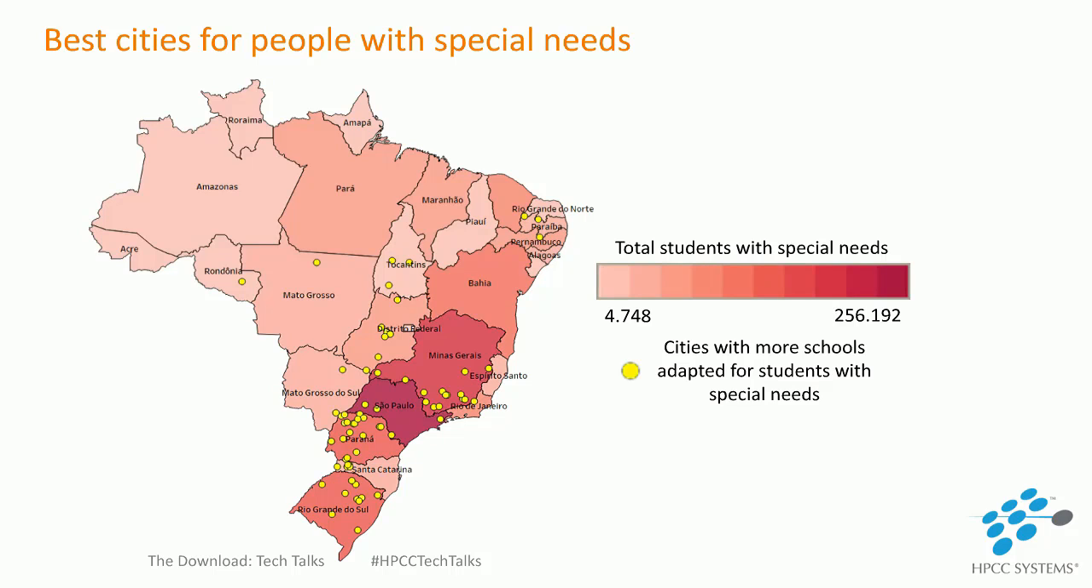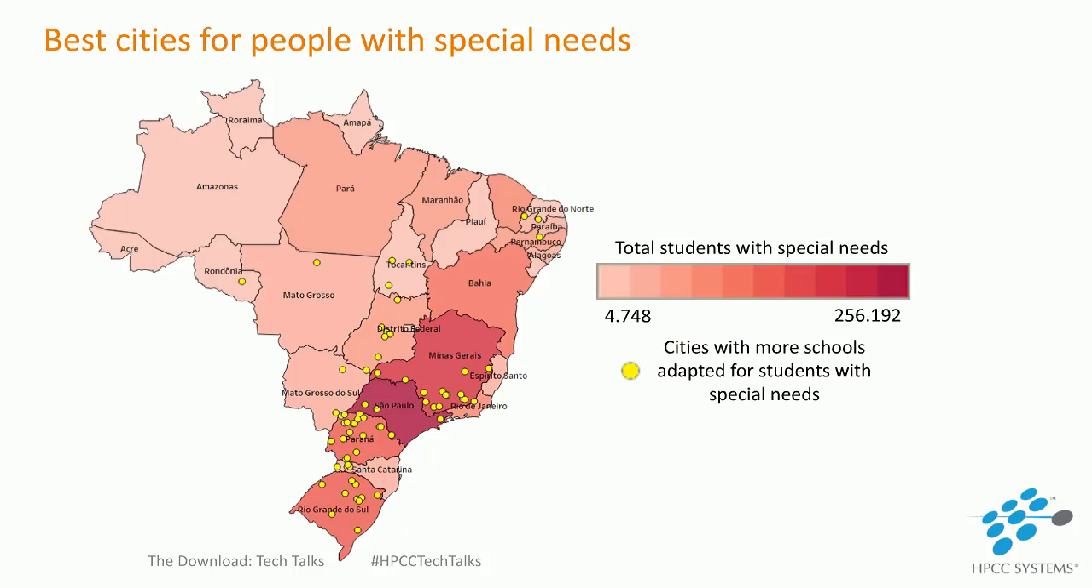I did this map to show you guys that besides these problems, in Brazil, we have like 256,000 schools that have some kind of disability. And with that in mind, I made this map that shows how these students are scattered around the country, highlighting with the yellow dot the city in which all schools are fully adapted for disabled persons.